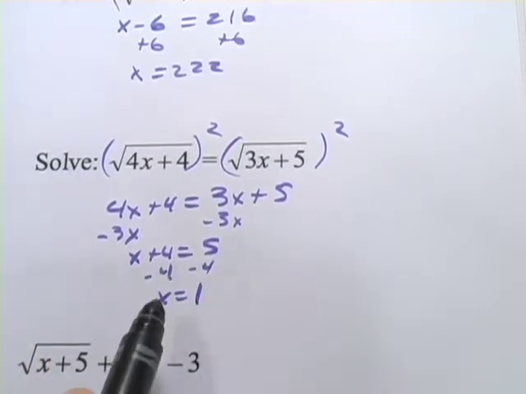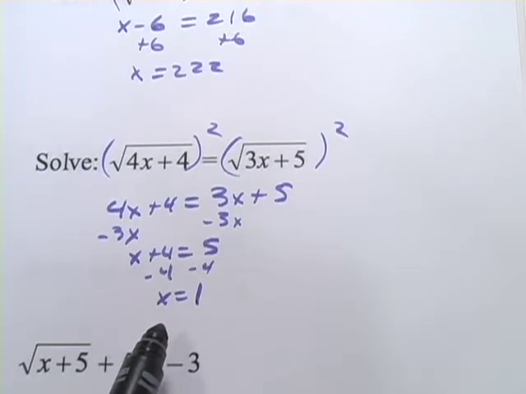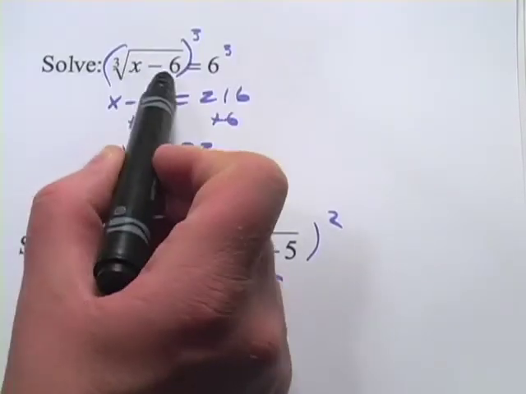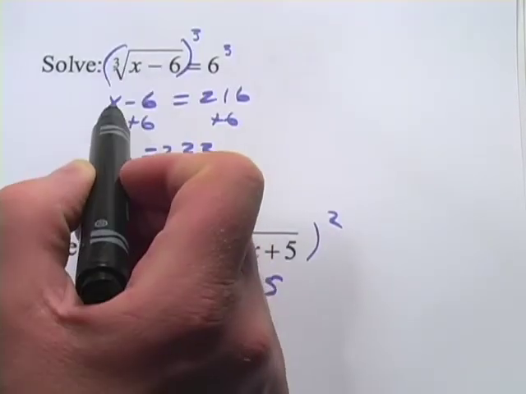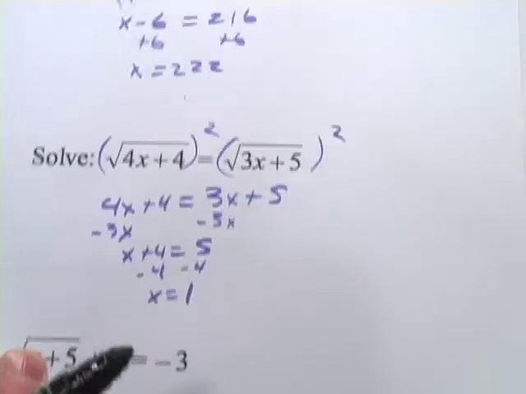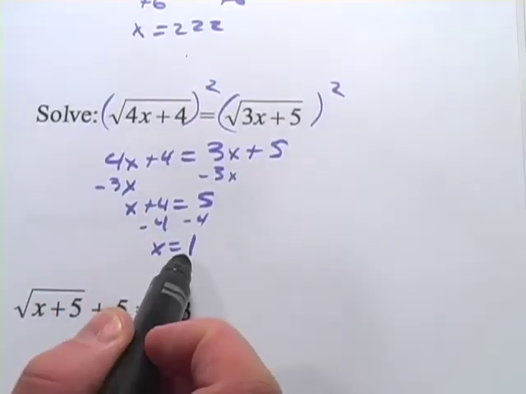When you solve problems with radicals, it's always a good idea to go back and check once you've gotten an answer. Up here, 222 minus 6 would be 216. Take the third root of that, and you're going to get 6. So that works.